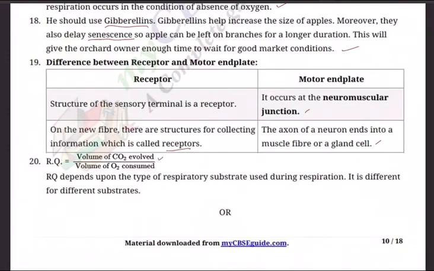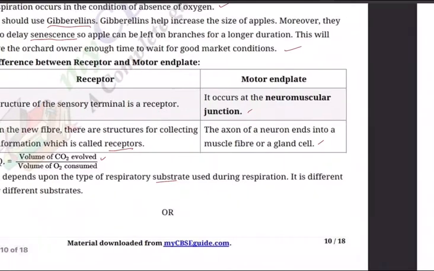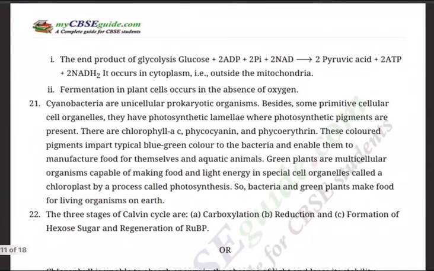Question 20. On what factor does the respiratory quotient depend? RQ depends on the volume of CO2 evolved divided by the volume of oxygen consumed. So RQ depends upon the type of respiratory substrate used during respiration. It is different for different substrates. There is a choice. In case you find this question difficult, then you can go for the choice question.